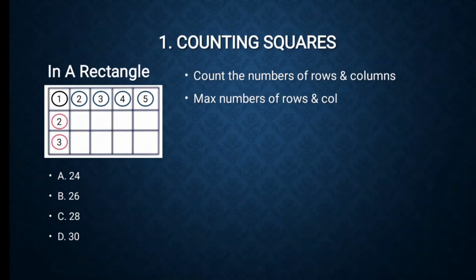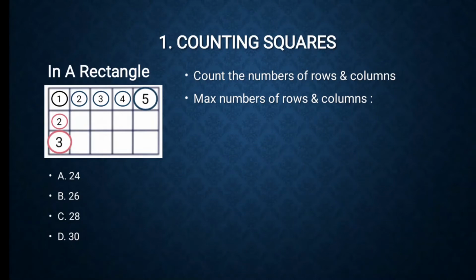Now after you count the number of rows and columns, what are the maximum numbers that are there? There are 5 columns and 3 rows. So I'll take 5 and 3, that is the maximum of both the columns and the rows, and I'll multiply these two numbers.